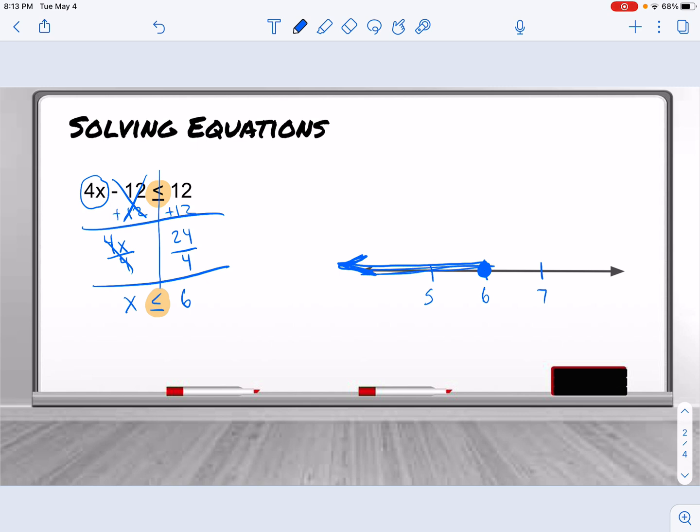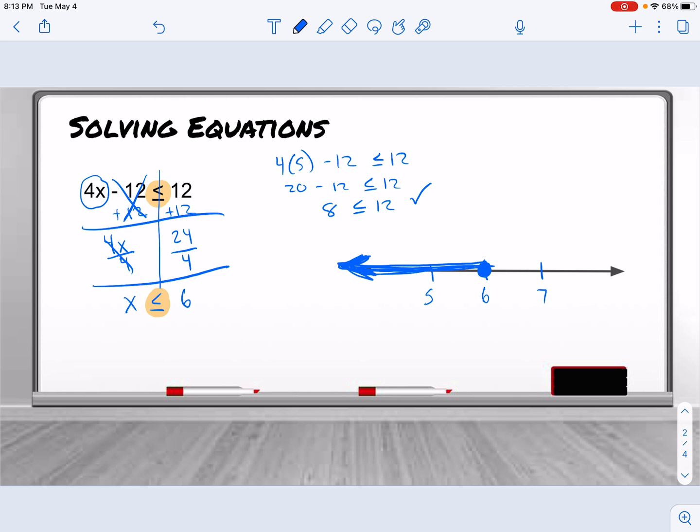Any number we pick on this side that's less than 6, if we plug it in, should make our equation true. So let's just try 5. If I did 4 times 5, subtract 12, it should be less than or equal to 12. Well, 4 times 5 is 20. 20 minus 12 is 8. 8 is less than or equal to 12, so I know my arrow is going the right way. So that's how we can solve an inequality and graph our answer.